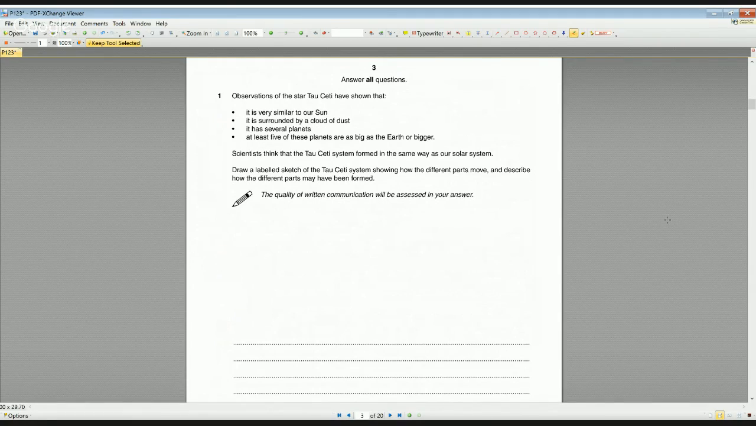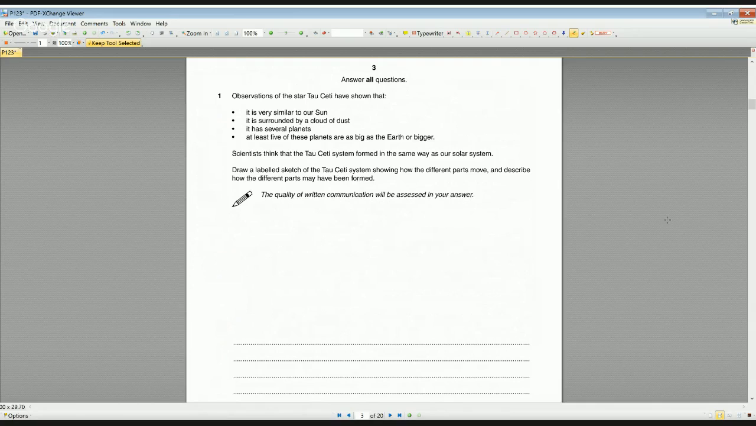It begins by saying that observations of the star Tau Ceti have shown that it's very similar to our sun, surrounded by a cloud of dust, has several planets, and that 5 of those planets are at least as big as our sun. Now, students who don't know the spec inside out will see the words Tau Ceti and go, I have no idea what that is. Maybe I've just not revised it. Let's skip this question. Those who know the spec inside out will know that they're not supposed to know anything about Tau Ceti. I've never heard of it before.